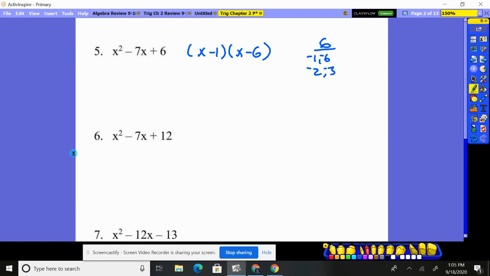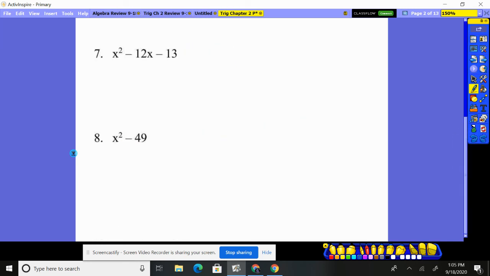Number 6, 12. What are the factors of 12? 1 and 12, 2 and 6, 3 and 4. I need them to give me a positive 12, but yet a negative here. So looks like it's going to be that 3 and 4 again. This is actually, I rewrote this problem by accident, it appears, because that was problem 1 or 2, if I recall. X minus 3, x minus 4.